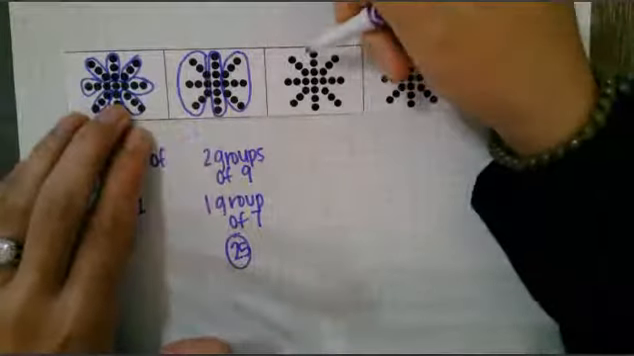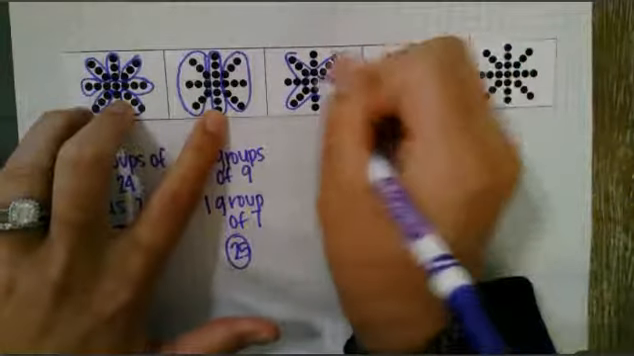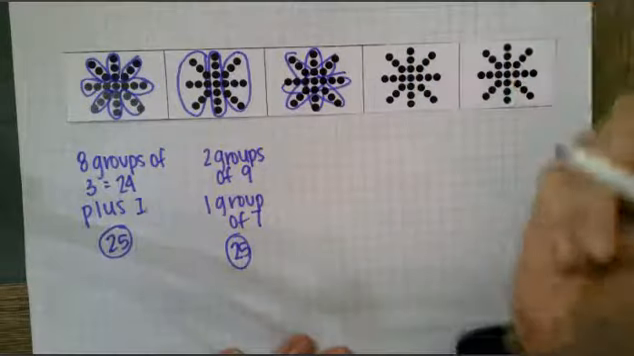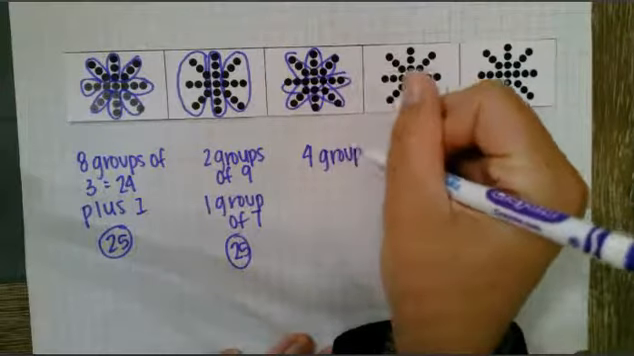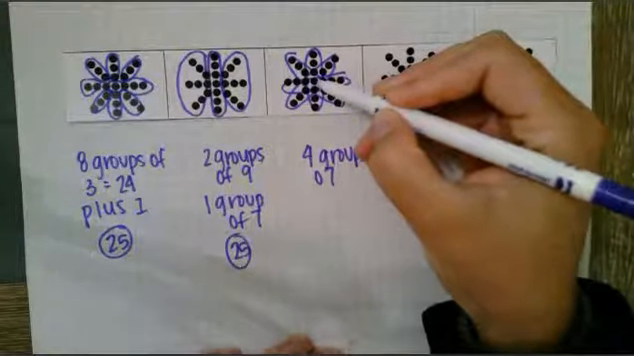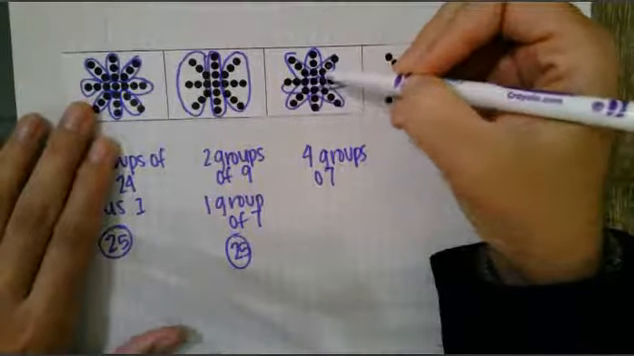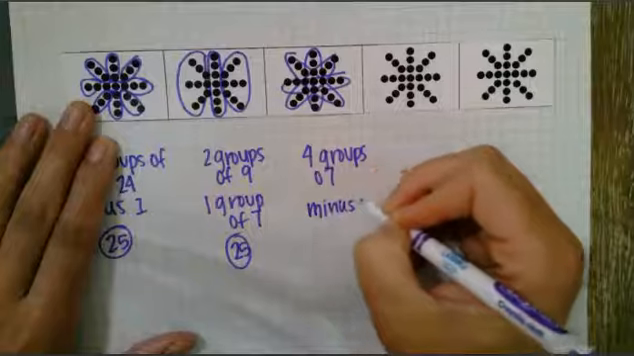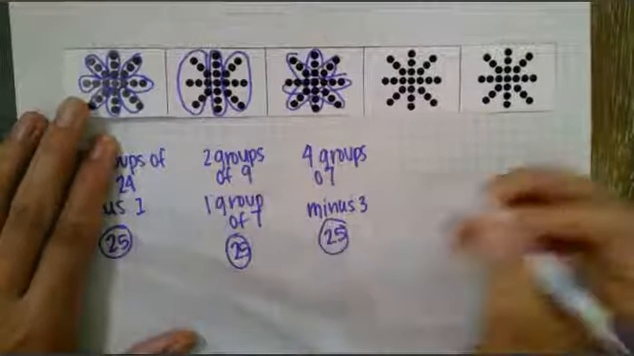Another way you may have seen this is to notice all of these lines. In this case, there would be 4 groups of 7, but you need to subtract 3 of the middle dots because you wouldn't want to count the middle dot 4 times. You'd only want to count it once. So then you need to minus 3. So 4 times 7 is 28, minus 3 is 25.